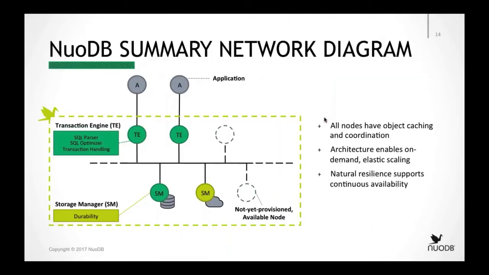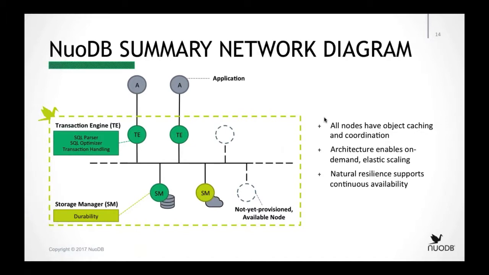This is a typical network diagram within a single data center. You've got your transaction engines, which are processes represented by the dark green circles. They do transaction processing. As I mentioned, the applications connect up to the transaction engines, and then the storage managers are below. There is a small error here: the two SMs should be both light green, not dark green. But again, they can be dynamically scaled out independently.